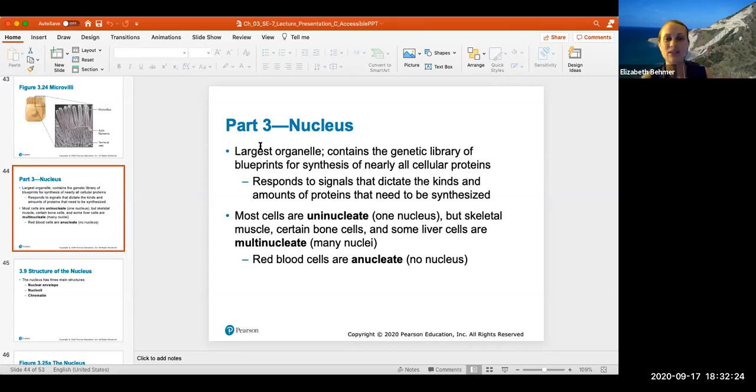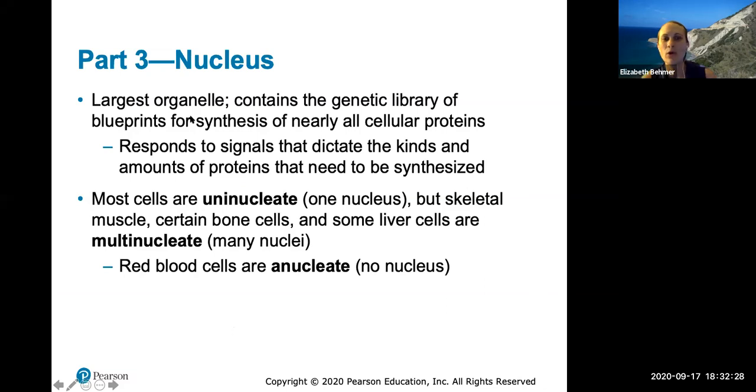The nucleus is the largest organelle in the cell. An organelle means tiny organ. The nucleus contains all the genetic information. We often call it the blueprints. So your nucleus contains your DNA, which is just the blueprint for all of your cellular proteins.